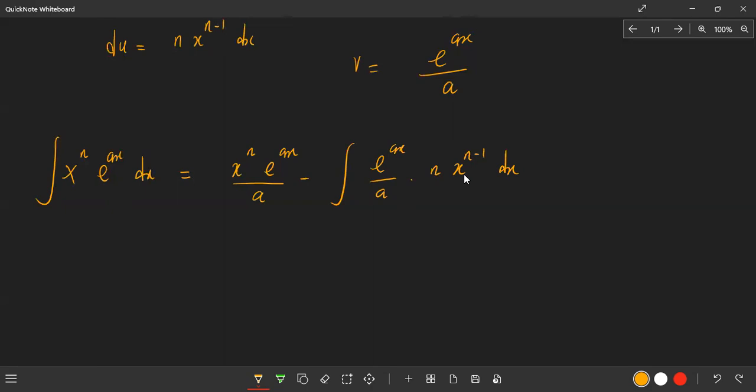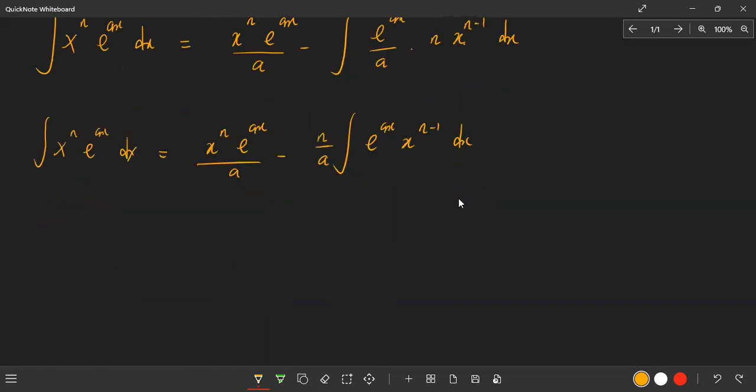So just like before, you have to get rid of the constants from that integral. So let's get rid of the constants here. So the integral of x power n e to the power ax dx is equal to x power n e to the power ax over a, minus n over a times the integral of e to the power ax x power n minus 1 dx. The constants here are n and a, isn't it? So yeah, you're done. That's it.